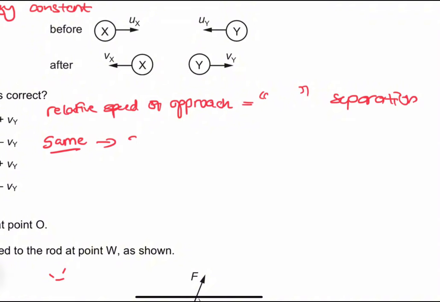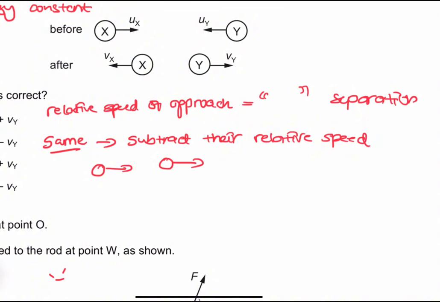If objects are moving in the same direction, we subtract their relative speed. So if this is moving in that direction, and that is also moving in that direction, let's say it's moving with Vx, and this is moving with Vy, which is bigger. We just say Vy minus Vx. Simple as that. So if this is moving at maybe 6 meters per second and this is moving at 4 meters per second, their relative speed is actually 2 meters per second.